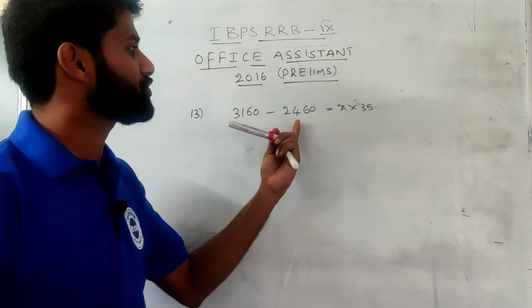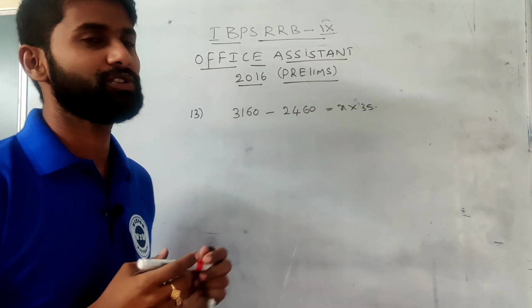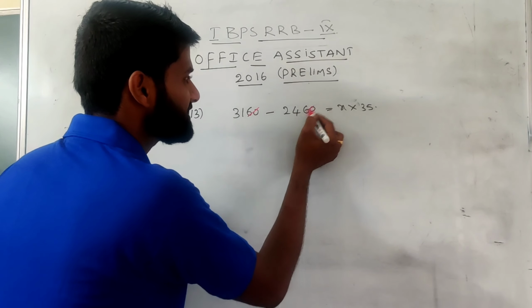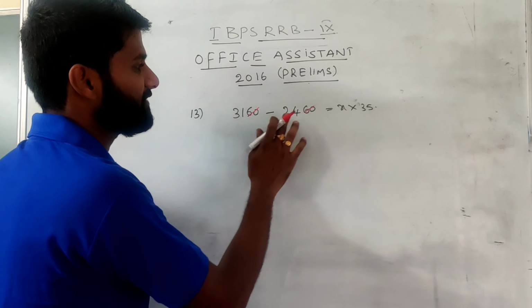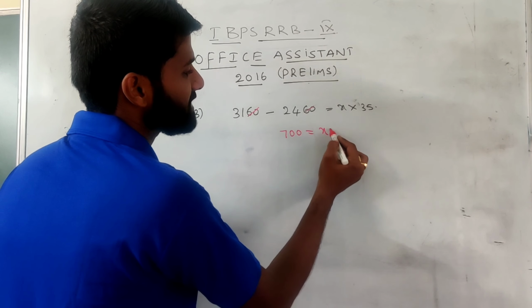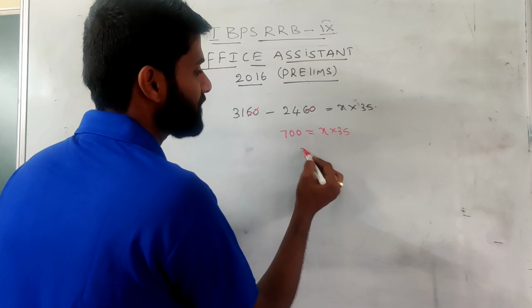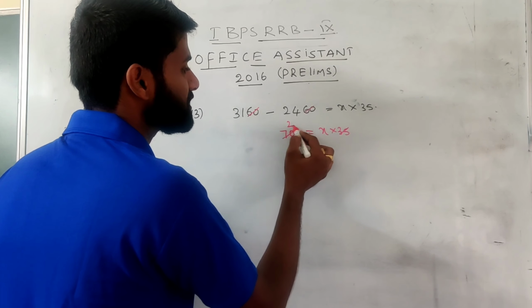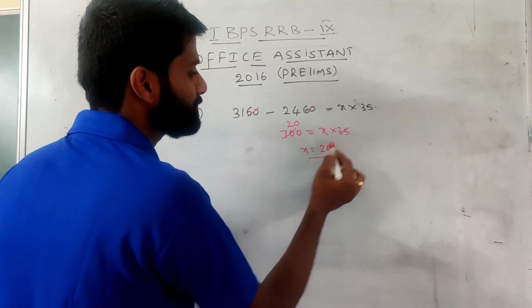3160 minus 2460 exactly equal to x into 35. See, here the 60 is exactly cancelled. So 31 24, we are left with 700. 700 value is exactly equal to x into 35. So x value becomes, 35 2s are 70, and x value becomes 20. That is the answer.